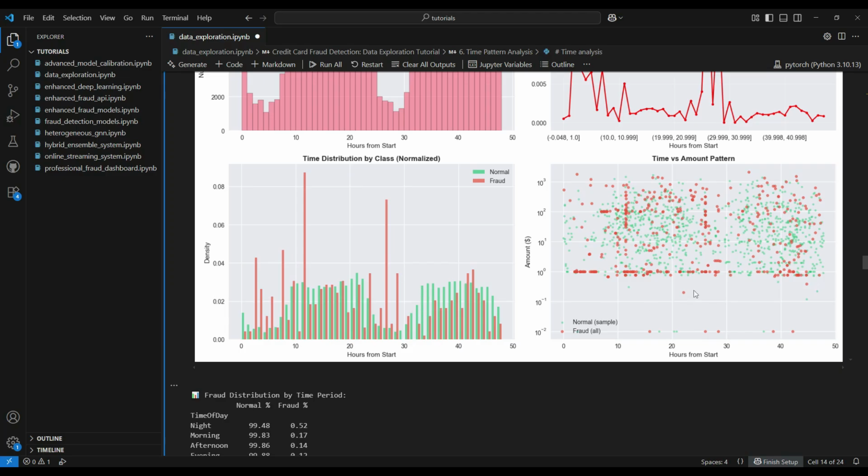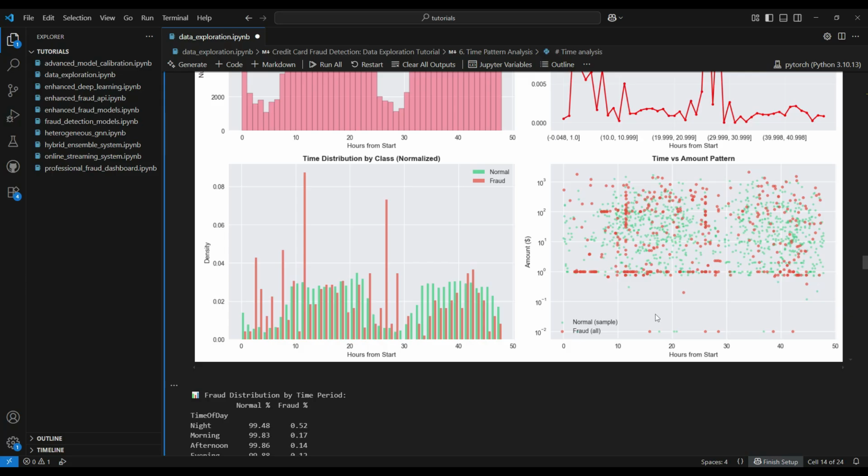Time versus amount scatter plot: I sampled 1,000 normal transactions, but showed all 492 frauds, so you can see the patterns clearly. So the red dots are the fraud. Why did I sample the normal transactions? Because we have about 285,000 points, and the plot would be completely unreadable. So this is a more practical visualization technique.